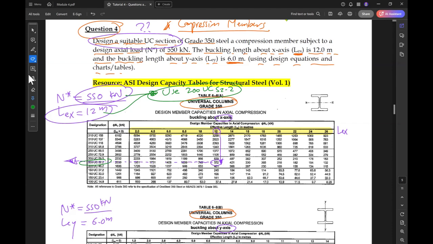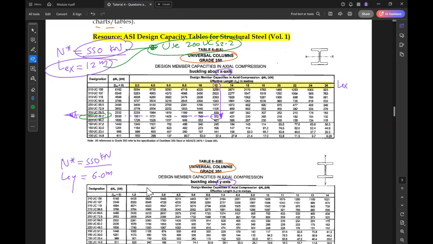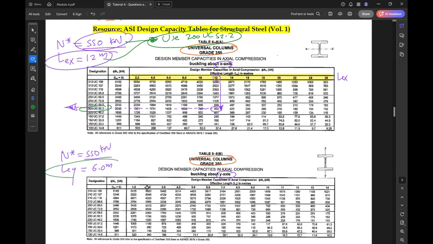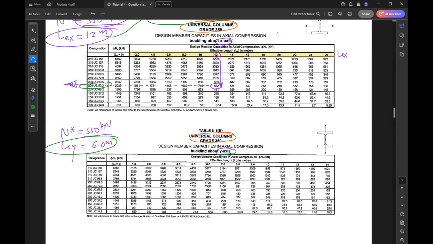So this is the first part, using L buckling X, similarly to L buckling Y, but using the Y-axis buckling capacity. So how much is the buckling capacity? 6 meter. If we go down until we reach the closest value to the capacity, it is this one here, 615. If we go horizontally, this is our section. So using these two pieces of information, we need to use 200 UC 46.2.